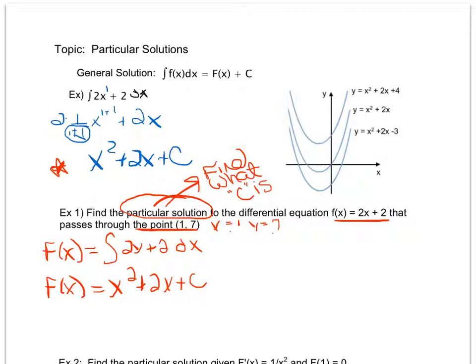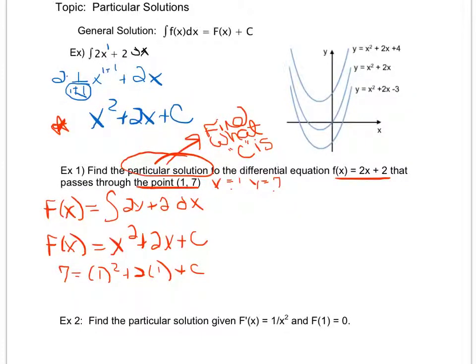So I'm going to plug 7 in for my f of x: 7 equals 1 squared plus 2 times 1 plus c. Well, I know that this here is going to give me 1 plus 2, so 3. So if I subtract 3 from both sides, I would get 4 equals c.